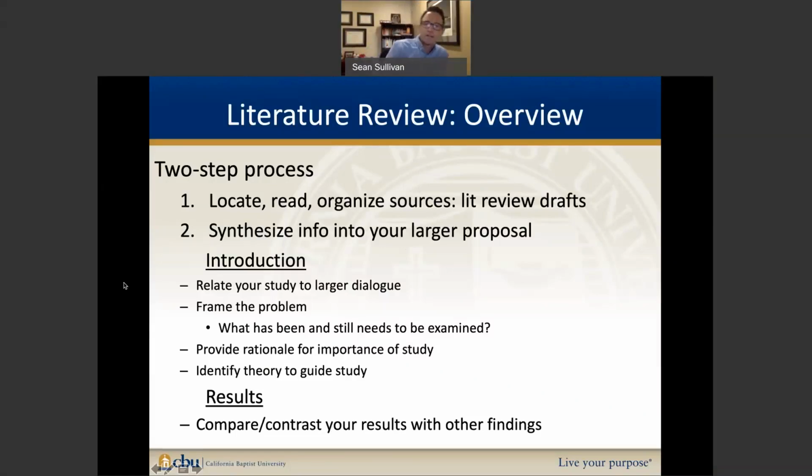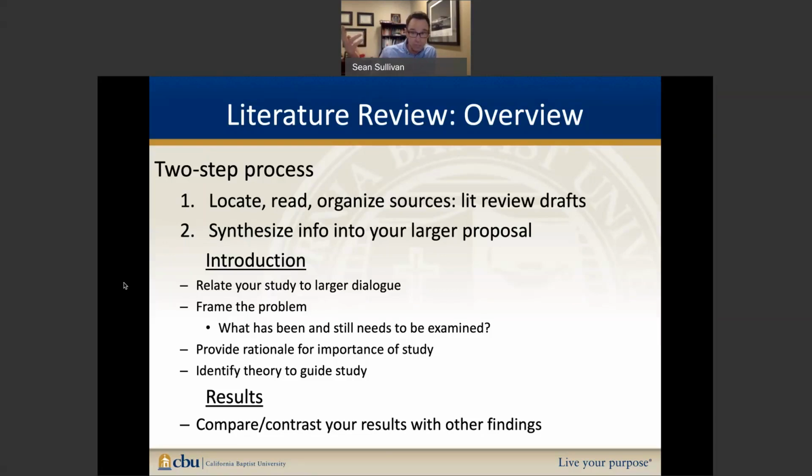So we've all done a literature review. For some of us, it's been a while, but for those for whom it has been a while, the literature review is essentially a 2-step process, fairly simple. I have to locate and read and organize sources, articles, previous research related to my topic. But the second phase is really the important thing, to then bring that discussion into various parts of your proposal. So as you review literature, you'll really include it into 2 areas of your proposal.